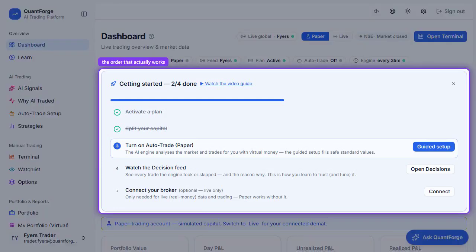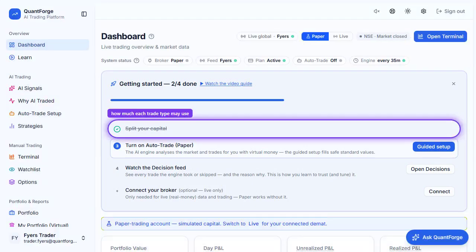There is a getting started card saying 2 of 4 done. It is a checklist in the order that actually works. Step 1, activate a plan. Step 2, split your capital, decide how much money each trade type may use. Step 3, turn on auto trade in paper. Step 4, watch the decision feed.